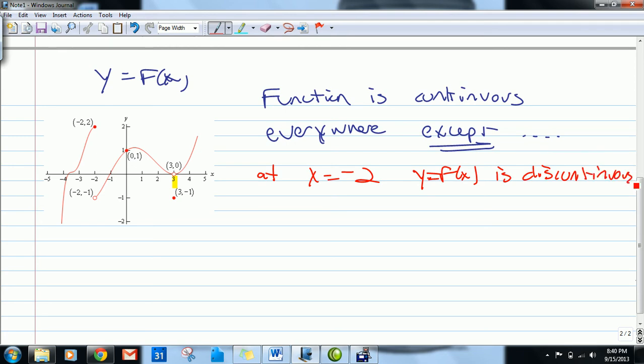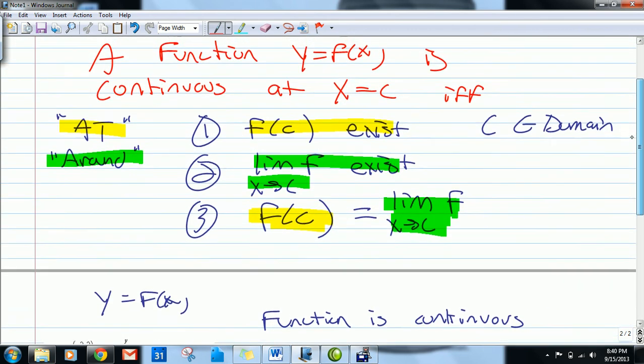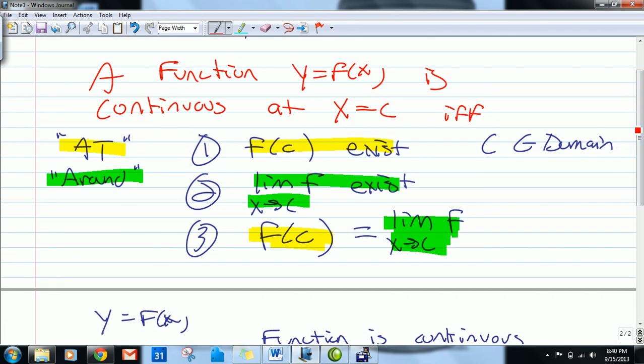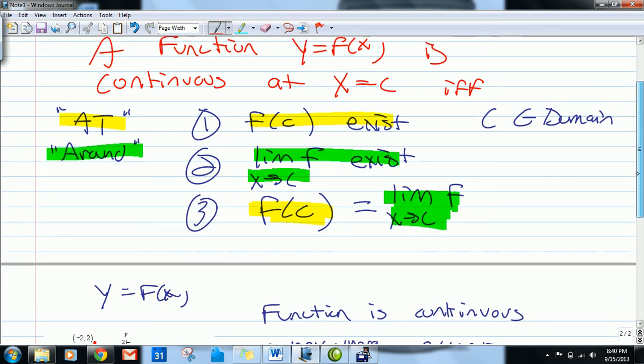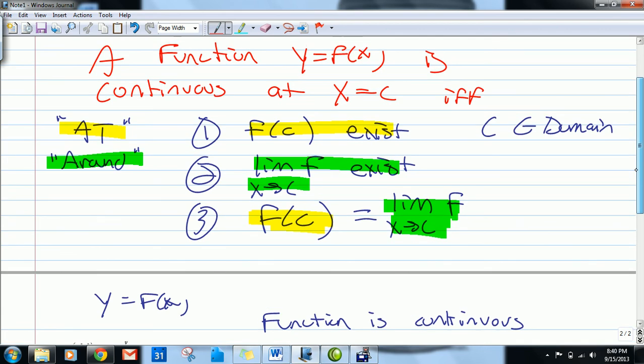Another way of saying that would be x equals negative 2 is a point of discontinuity, and we can abbreviate that POD. So either the function is discontinuous at x equals -2, or x equals -2 is a POD, a point of discontinuity. So the question is why? Well, what happens at -2? Which one or more of these three things break down? All we need is one of these three things to break down to destroy continuity.